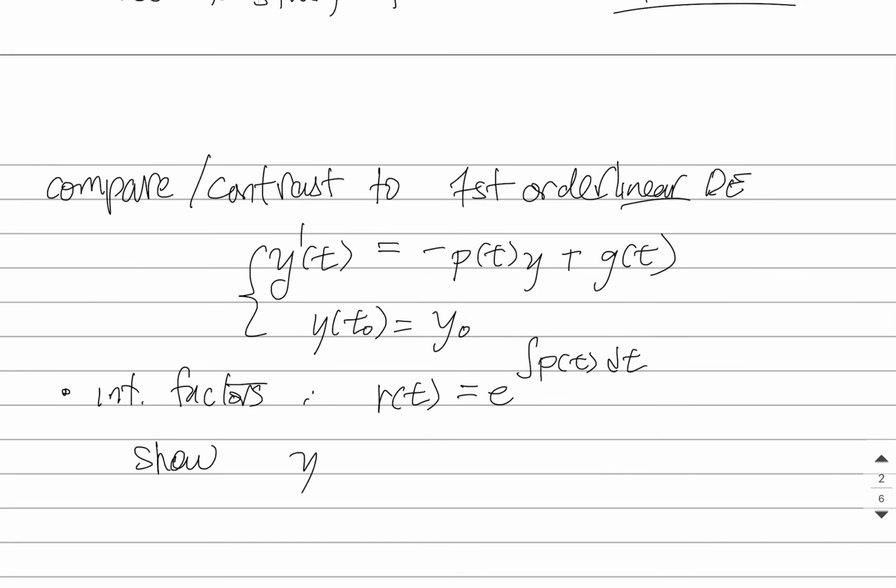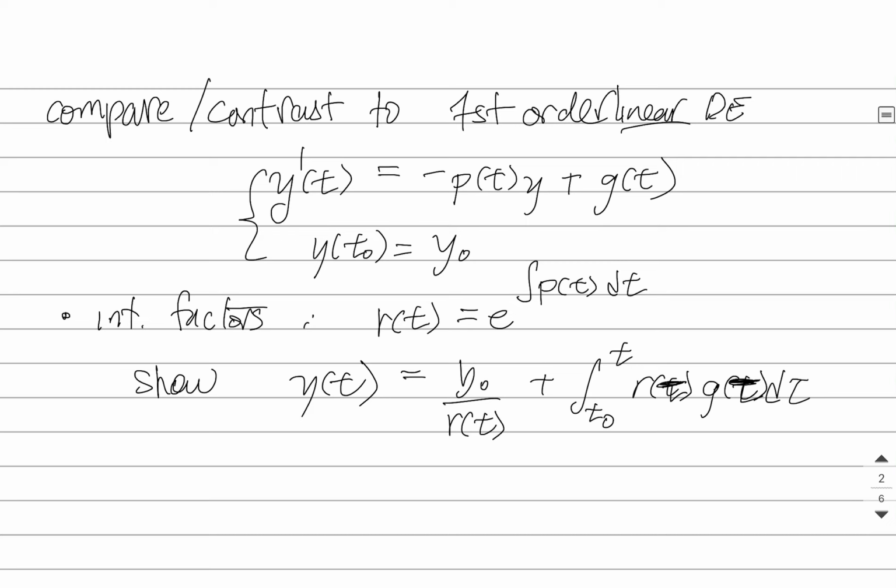and you can show, and we've done this many times, that the solution in this particular case is going to end up being dependent on the initial conditions over the integrating factor plus this integral from some t naught to t of the integrating factor times g of tau d tau.